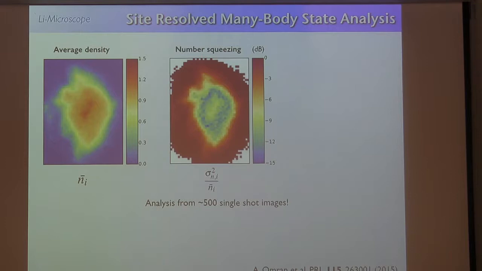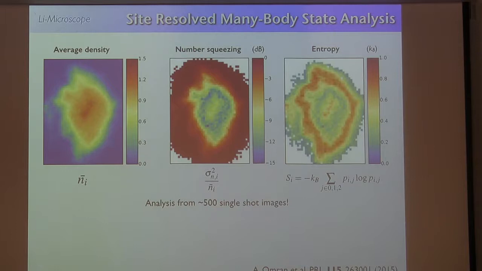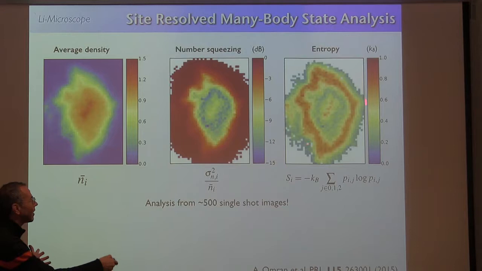And you can do something more. You can, for example, directly calculate the entropy distribution of your gas by just looking at first principle quantum mechanics. You just look at the probability of occurrence of the 0, 1, and 2 occupations, and you can directly get an entropy map of the system. That also shows you something interesting, that entropy in these trapped quantum gases is never homogeneously distributed throughout the system, because we have this harmonic confinement, or in this case, this potato-shaped confinement, which generates this very strange entropy distribution.